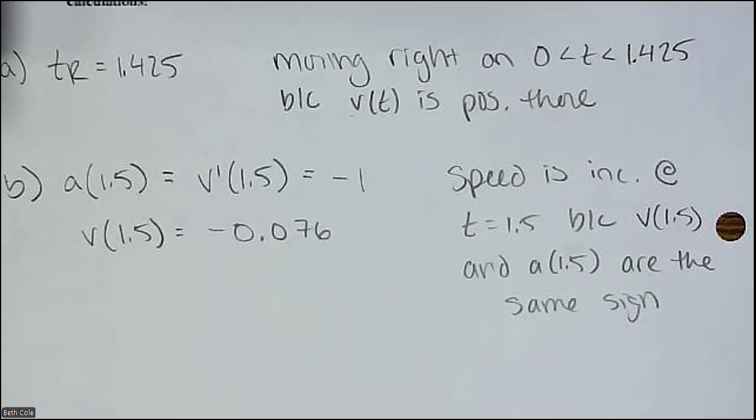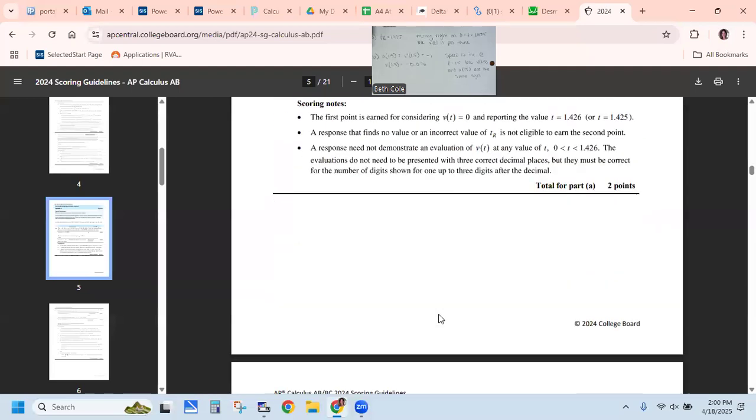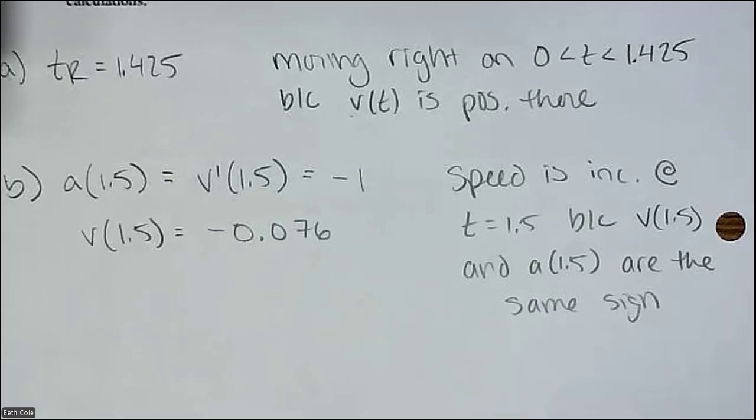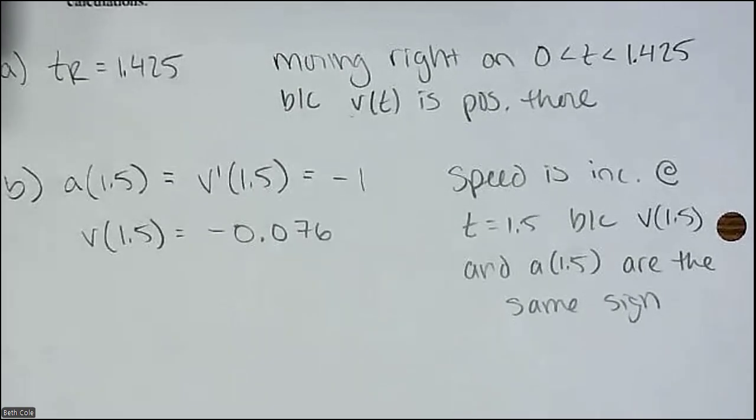So let's see what the points were for that one. So let's see, part B was 1 point for getting this acceleration with the setup. So you had to link V prime with A and get -1. And it was a point for that answer. They're being kind of stingy with points. I feel like you did a lot more than just 2 points worth of work. Go ahead. Careful with that because they could both be positive, but that's fine. If you said they are both negative, that's fine.